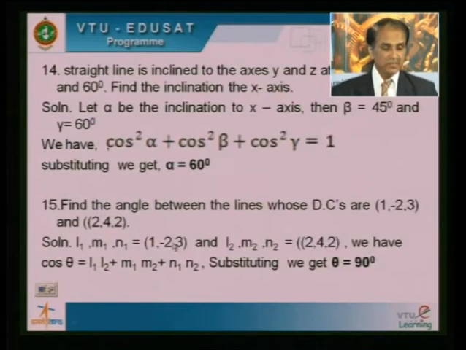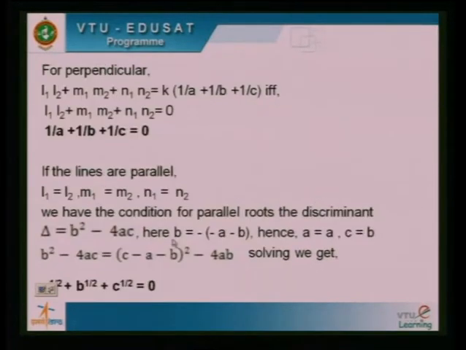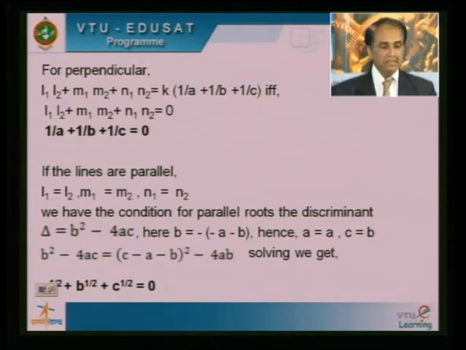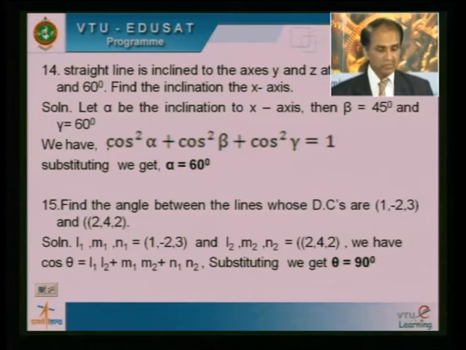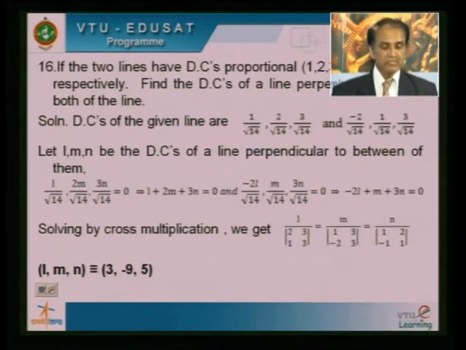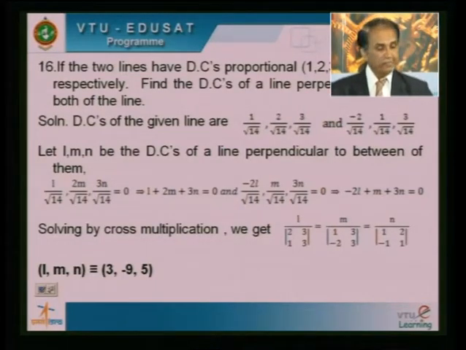And the next condition in that particular problem we may discuss is the condition to say that lines are parallel. When lines are parallel, we have to derive what the behavior of the discriminant is, according to the quadratic equation properties. There are two conditions, one for the discussion of the perpendicular and the other for parallel. We have to verify how these constants will behave in one of the problems. And the next problem may be the angle between two lines using the basic formula, that is cos theta is equal to l1 l2 plus m1 m2 plus n1 n2.